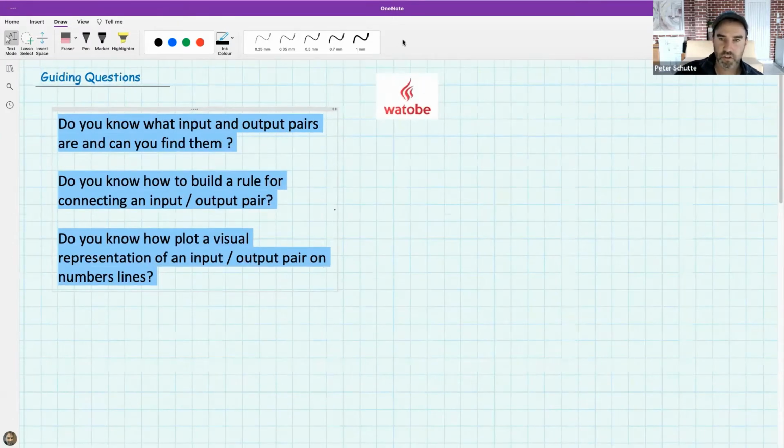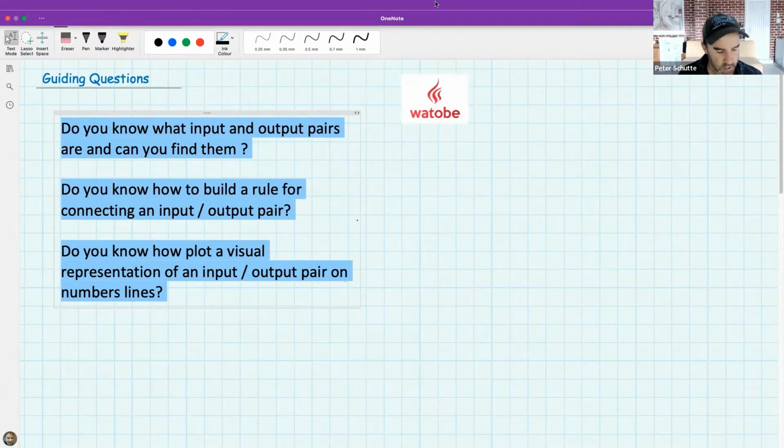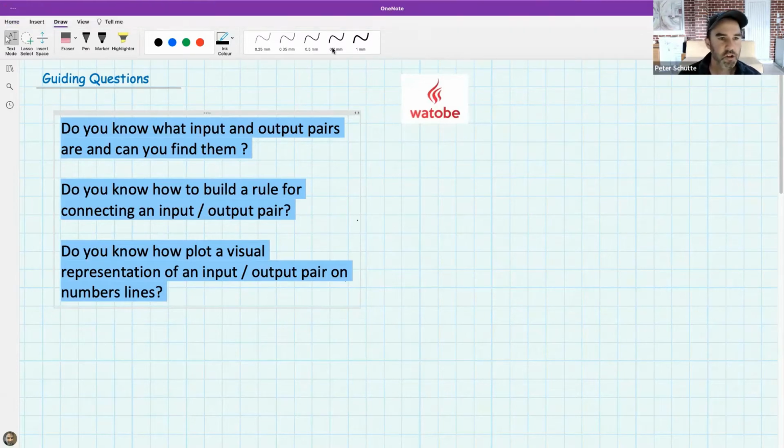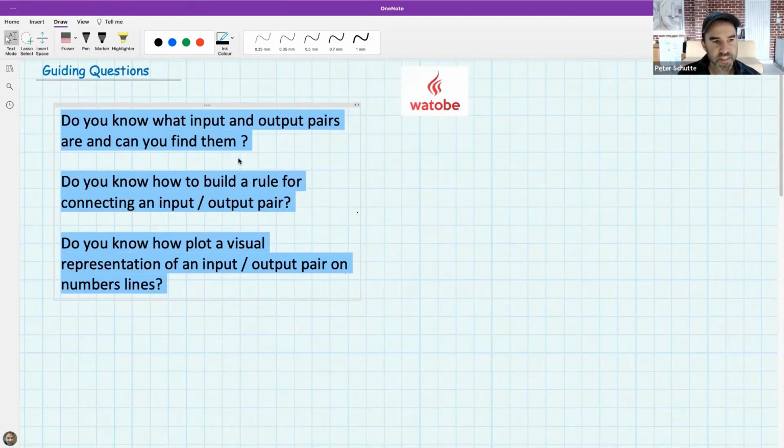So just for our lesson, what I'm trying to do, guys, is I give us what's called guiding questions to start the lesson. What I want to ask you to think about before we start, some of it's revision, some of it is looking to the rest of the lesson. Do you know what input and output pairs are, and can you find them? Do you know how to build a rule for connecting an input and output pair? And do you know how to plot a visual representation of an input-output pair on number lines?